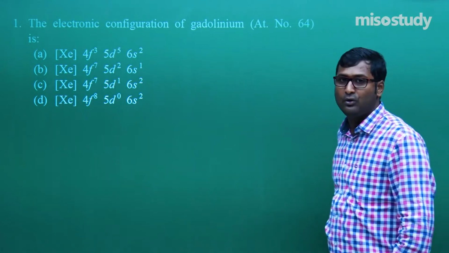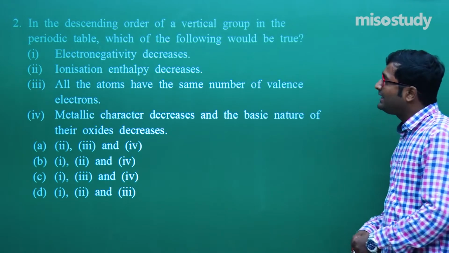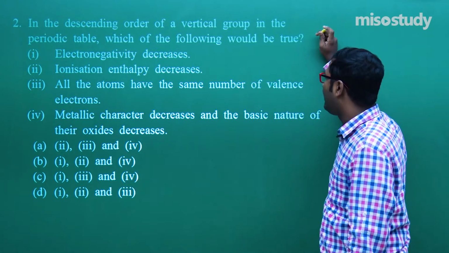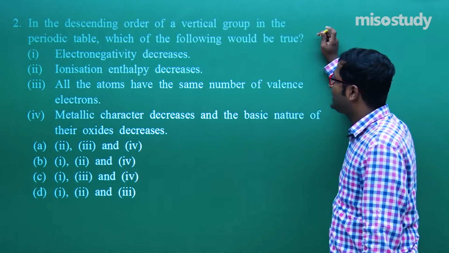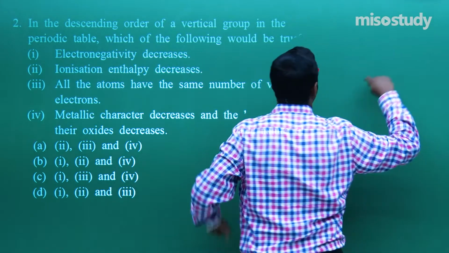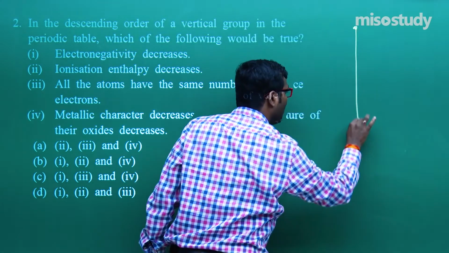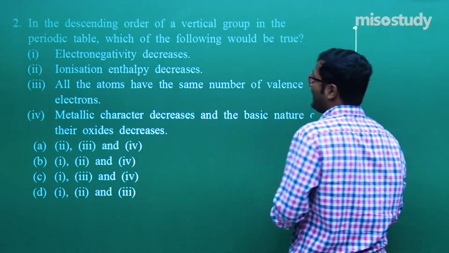Now let's move to the next question, question number 2. Check the question. What is given here? In the descending order of a vertical group in the periodic table, which of the following would be true? Look at descending order, that is we are moving from top to bottom.